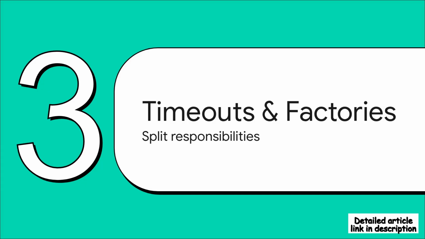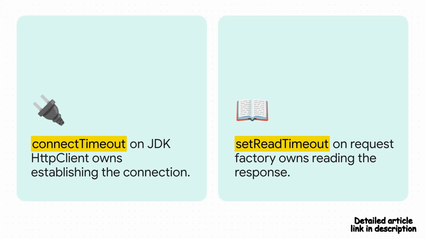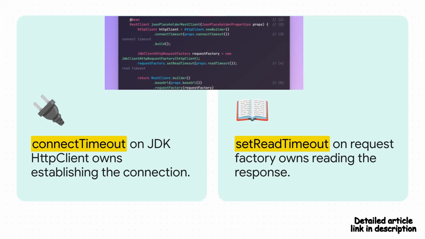All right, part 3, timeouts and request factories. So let's unpack how we actually separate our connect and read timeouts. On line 3, we declare our HTTP client and we set the connect timeout directly on the JDK HTTP client. Why do we do it there? Well, because that underlying layer is the one that actually owns the process of establishing the network connection to the server. Then on line 4, we wrap that client with our JdkClientHttpRequestFactory, and we call .setReadTimeout on that factory. We set the read timeout on the request factory instead because once the connection is established, reading the actual data response is the factory-specific responsibility. I just love this. It's a beautiful separation of concerns.